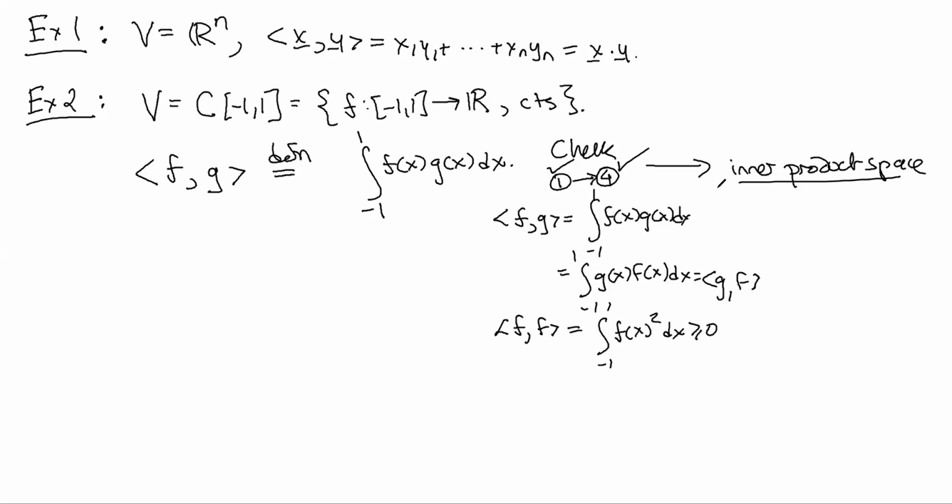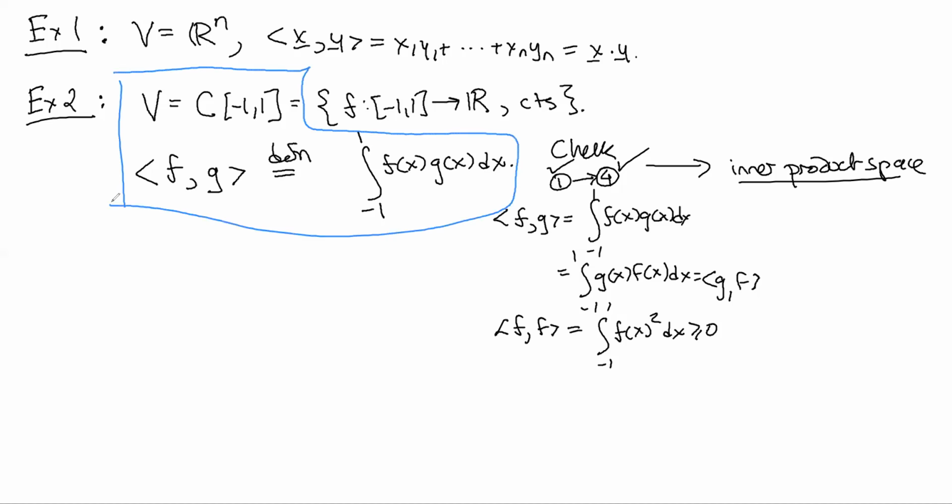Maybe this is what people are missing, that an inner product space is not just a vector space. It's a vector space with a specification of inner product. And there can be more than one inner product on a given vector space. So the package that counts as the inner product space is both these things. Okay. So that's another example.